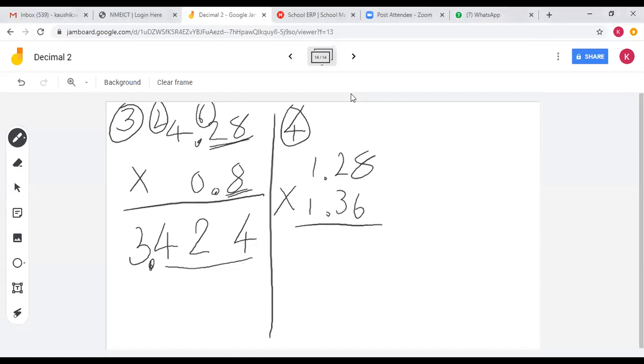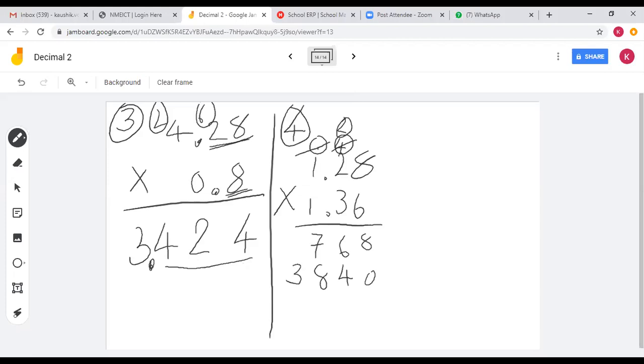6 8s are 48, so 8 here and 4 carried over. 6 2s are 12, 12 plus 4 is 16, so 6 here, 1 carried over. 6 1s are 6 plus 1, 7. Now multiplication with 3, so you have to put 0 first. 3 8s are 24 and 2 carried over. 3 2s are 6, 6 plus 2 is 8, 3 1s are 3.